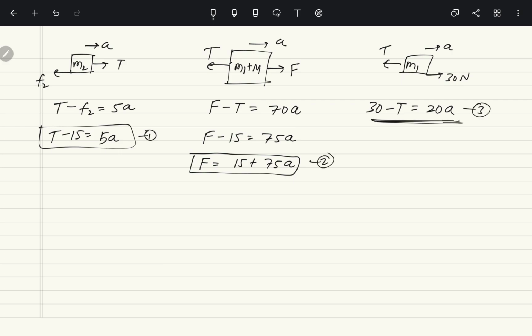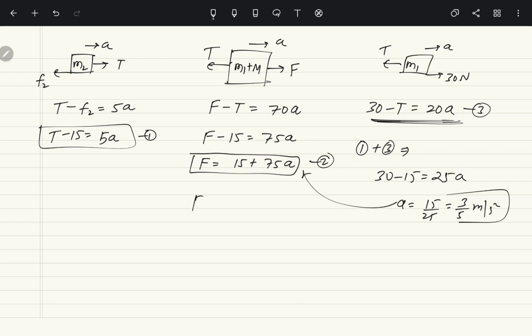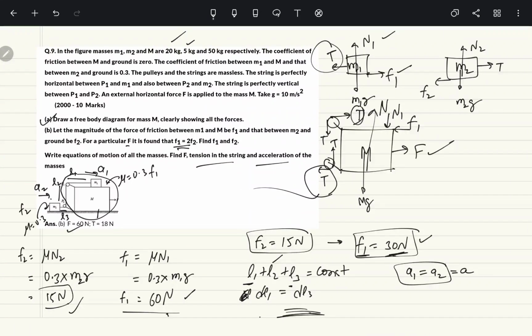Now if we see 1 and 3 and add them, we will get 30 minus 15 is equal to 25a. So a is coming as 15 by 25, which is 3 by 5 meter per second square. Correct? Now this is the acceleration we'll use here. So F is equal to 15 plus 75 into 3 by 5, which is 45 plus 15, which is 60, and that's the value of force as per the answer.